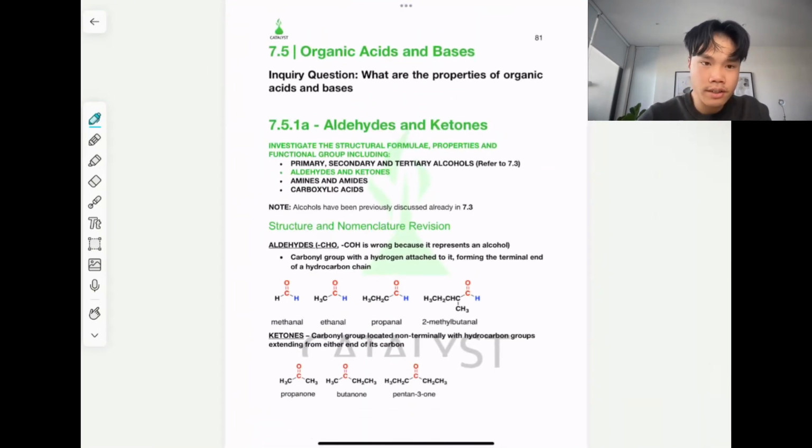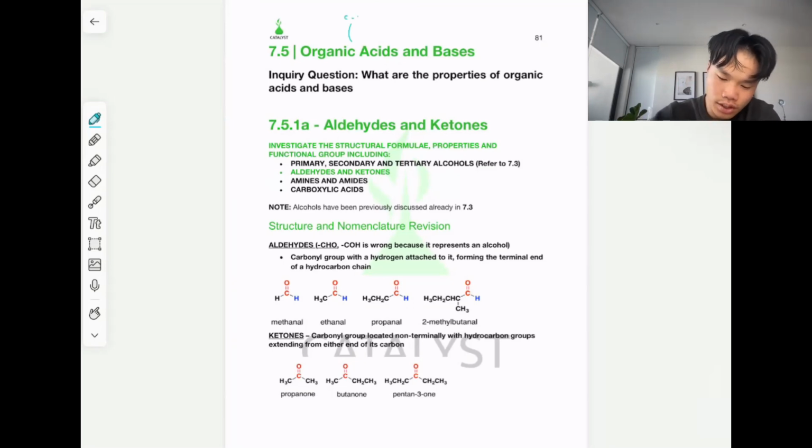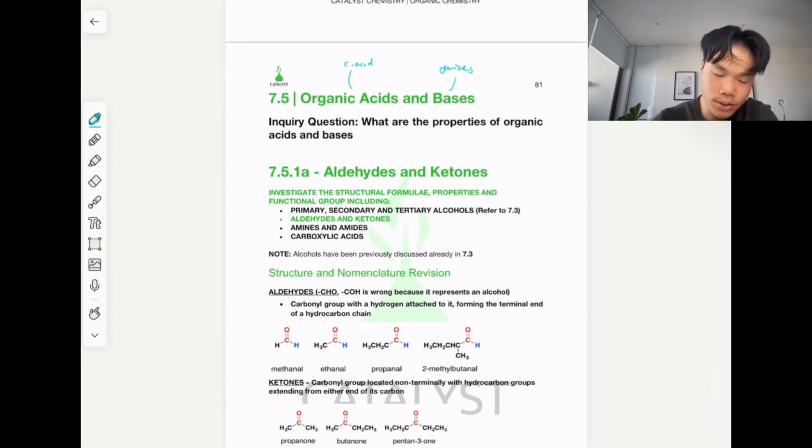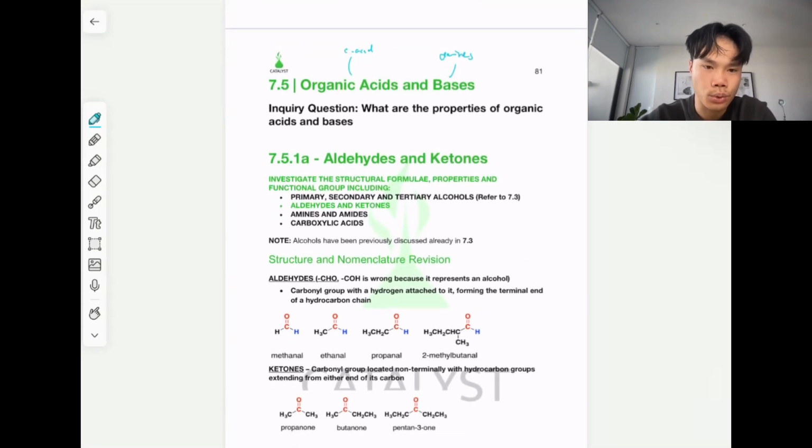Organic acids and bases. To summarize this entire inquiry question, it's basically just being able to identify that you have carboxylic acids, which are acidic, and your bases include amines. Everything else is pretty much within those two and are virtually neutral. So even amides are pretty much neutral, and aldehydes, ketones, alcohols are all neutral as well.